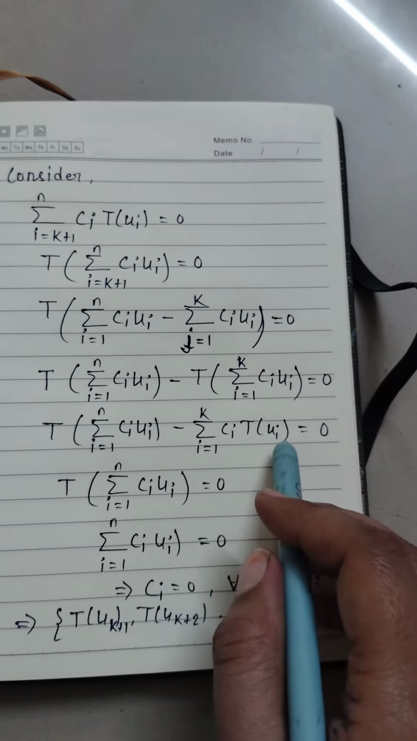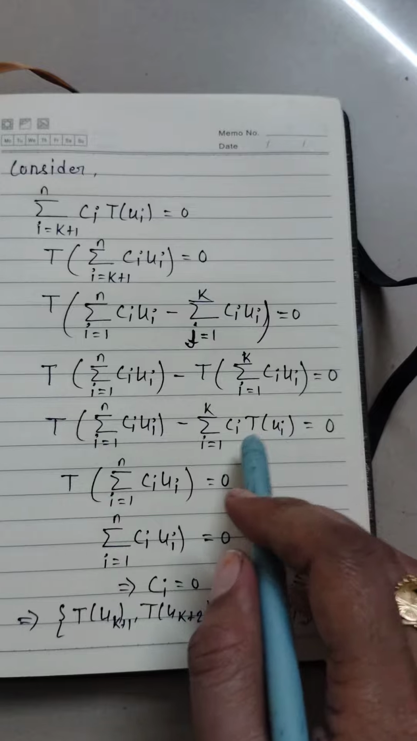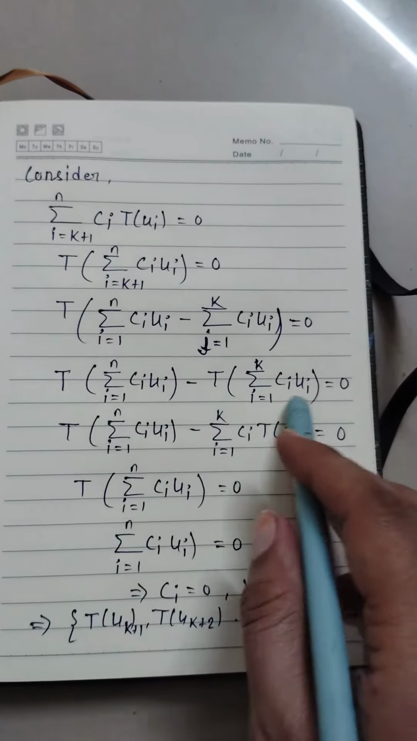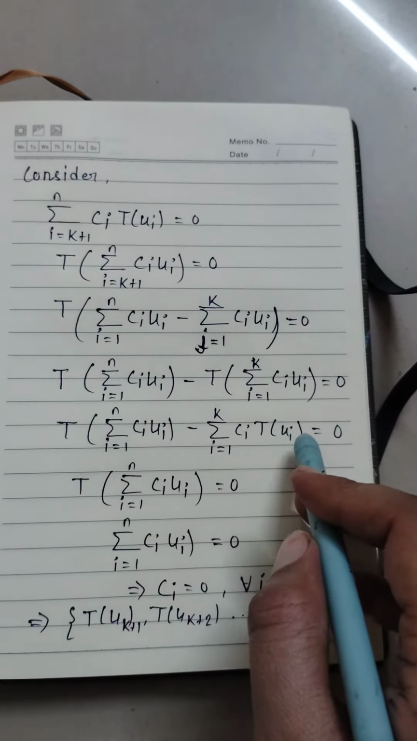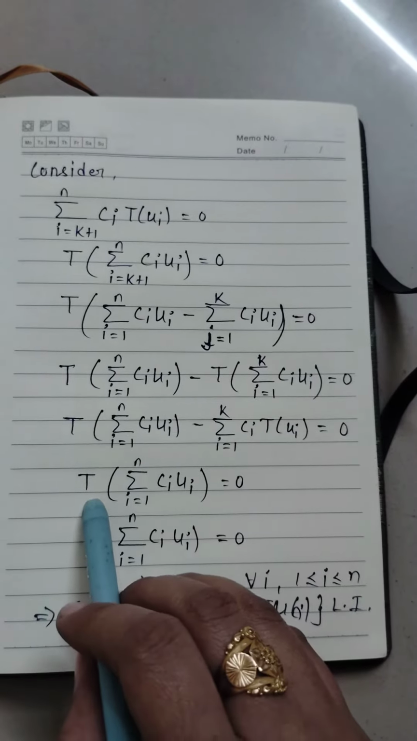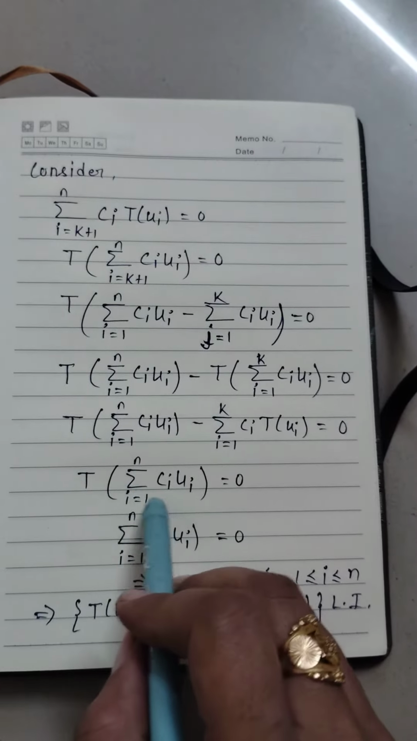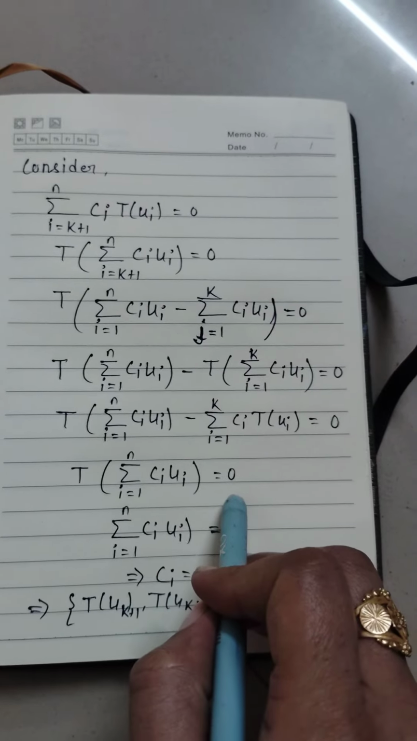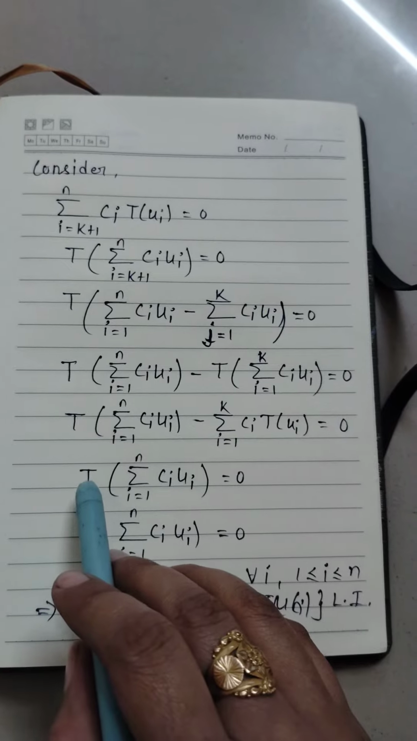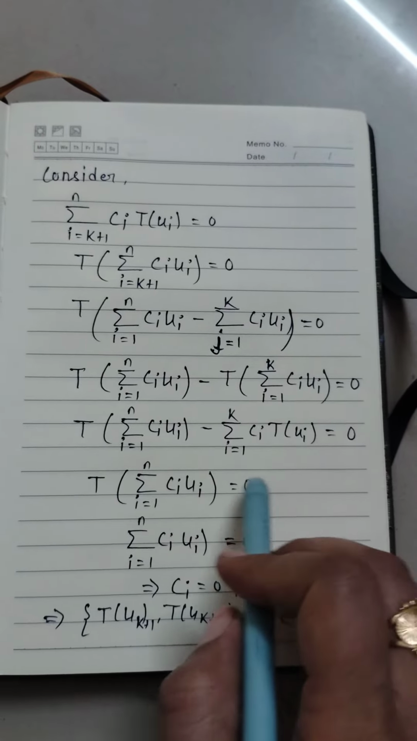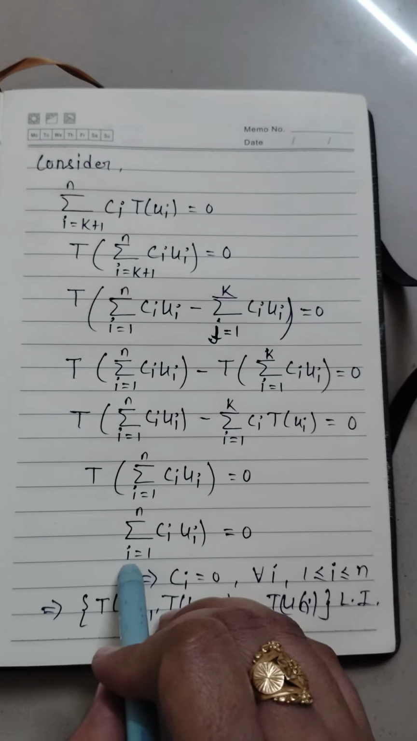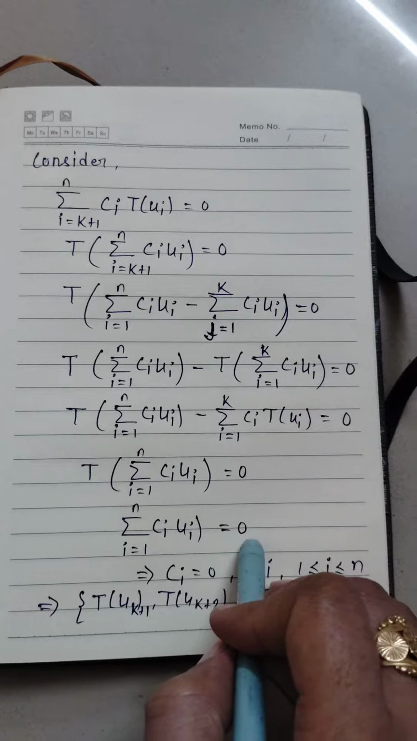So we know that u_i from 1 to k is an element of the kernel. That means T of the summation of u_i from 1 to k must be 0. So the only remaining thing is T of the summation from i = 1 to n of c_i u_i equal to 0. Now T is a linear transformation, and we know T of this thing is 0. That means the element has to be 0. So this can be written as the summation from i = 1 to n of c_i u_i equal to 0.